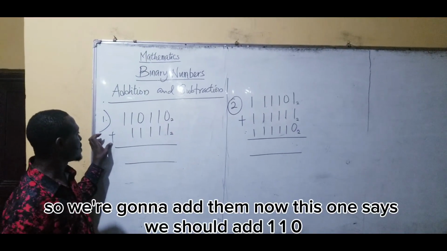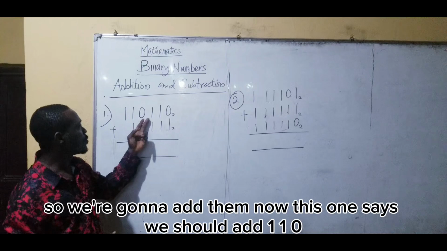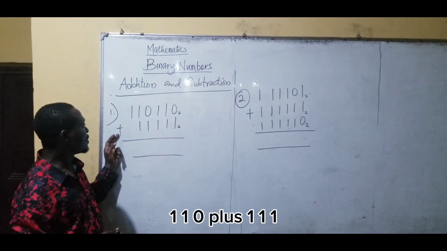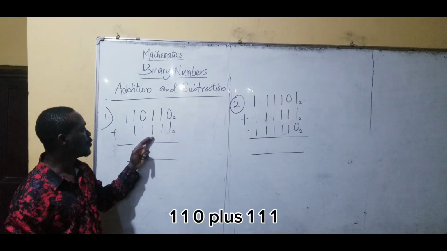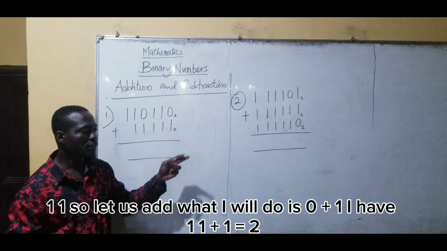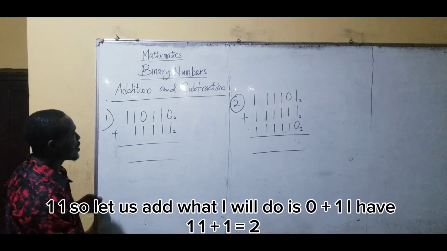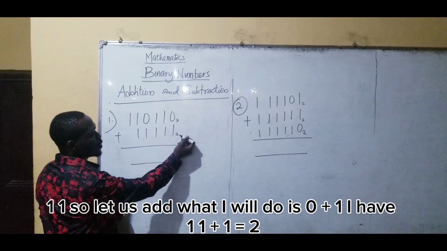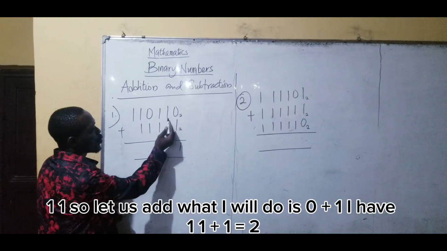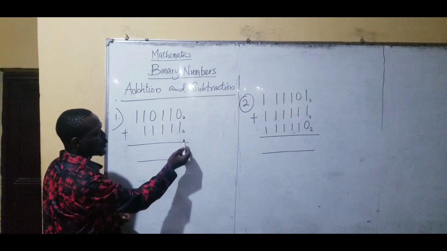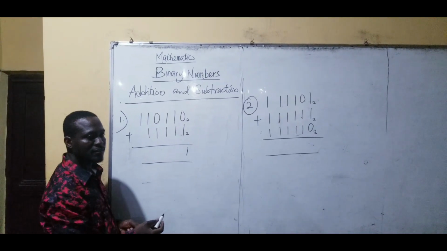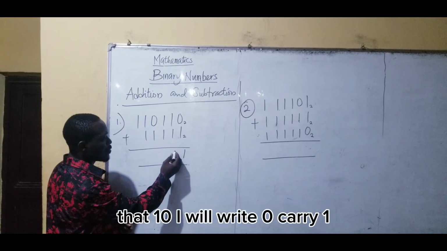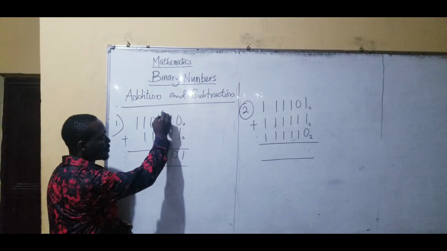This one says we should add 110 plus 1111. So let us add. What I will do is 0 plus 1. I have 1. 1 plus 1 in base 2 is 10. That 10, I will write 0, carry 1.